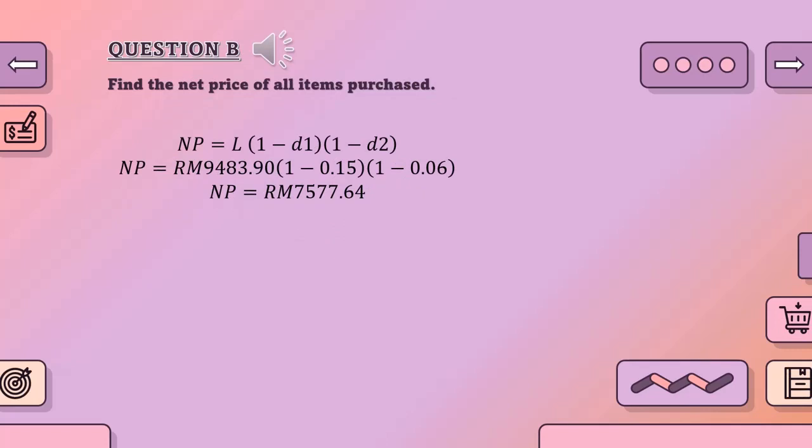Question B. Find the net price of all items purchased. The formula: net price equals list price (1 minus trade discount rate 1)(1 minus trade discount rate 2). Net price equals 9,483 ringgit 90 cents (1 minus 0.15)(1 minus 0.06). The net price is 7,577 ringgit and 64 cents.